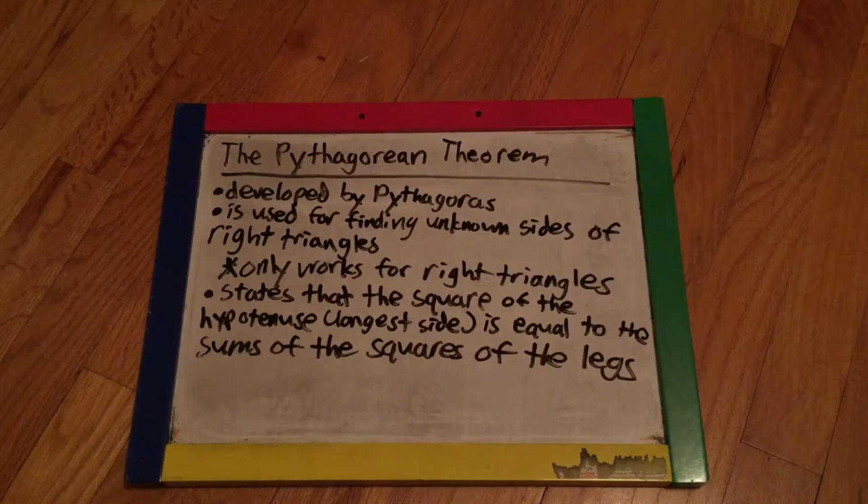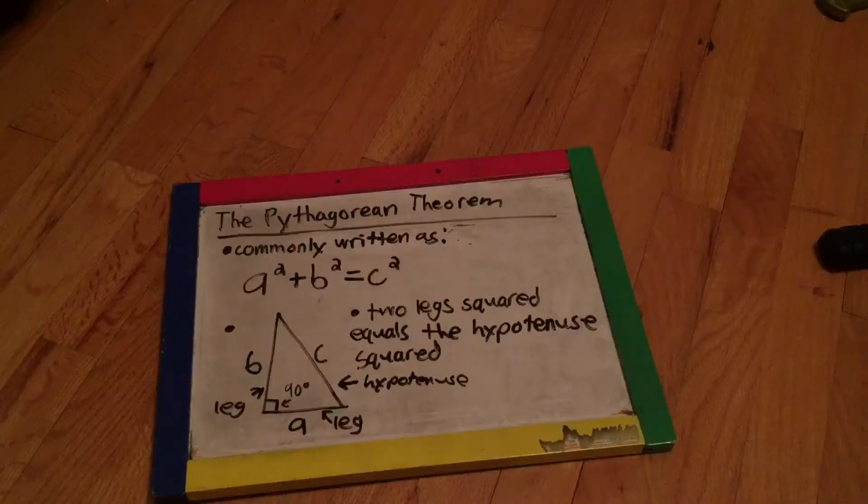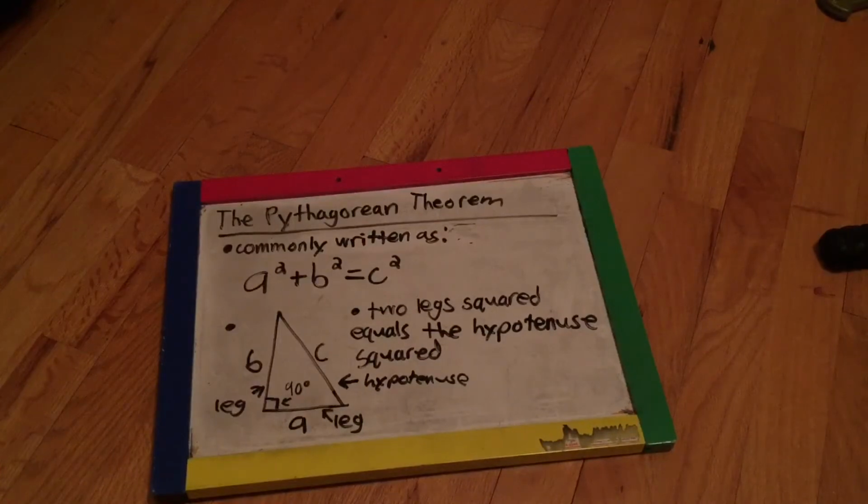So what is this Pythagorean theorem? What does it say? Well, basically what it's saying is that the square of the hypotenuse, which is the longest side, so the hypotenuse squared, is equal to the sum of the squares of the legs. Now that might not make a lot of sense to you right now. That's fine, but let's dive into it. The Pythagorean theorem is most commonly written as a squared plus b squared is equal to c squared. So what does this mean?